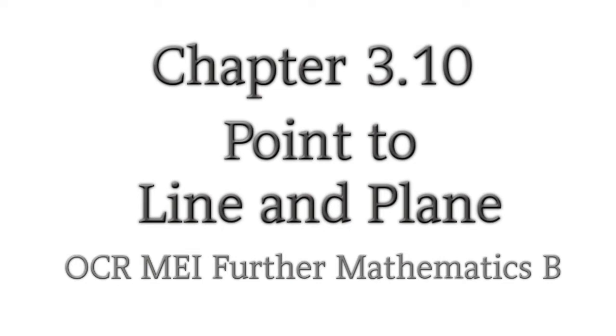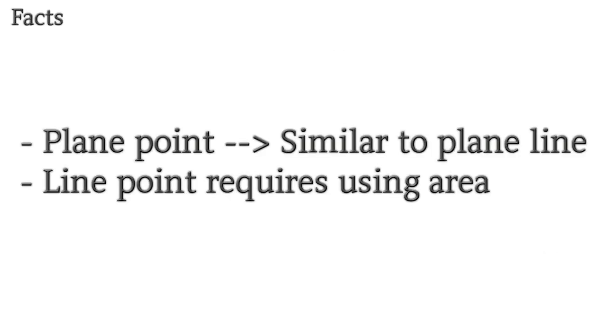Today we're doing chapter 3.10, Point to Line and Plane. So the scenario is from a point to a plane or from a point to a line. For the point to the plane, it's kind of similar to last chapter when we talked about the intersection between a line and a plane.